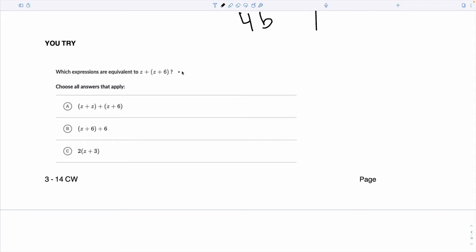You try this one on your own. First thing that you're going to do is simplify z plus 6. I'm going to ignore the parentheses because there's nothing to distribute and there's nothing to combine. Z plus z is 2z, and 6 goes here. What expression is equivalent to 2z plus 6? Try this one on your own in the next minute. If you have the answer, pencil down until I ask for hands, please. Let's see.